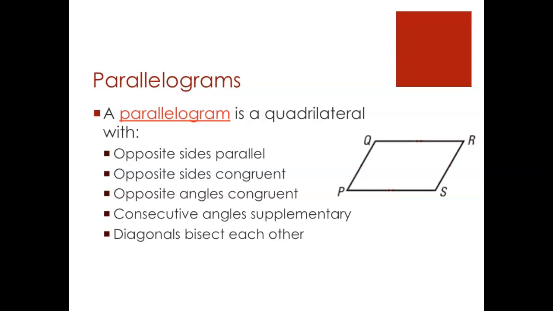The diagonals bisect each other. Now we haven't drawn them here, but if you were to draw the diagonal PR and QS, those two would bisect each other, which means that they would cut both diagonals. They would cut each other in half.